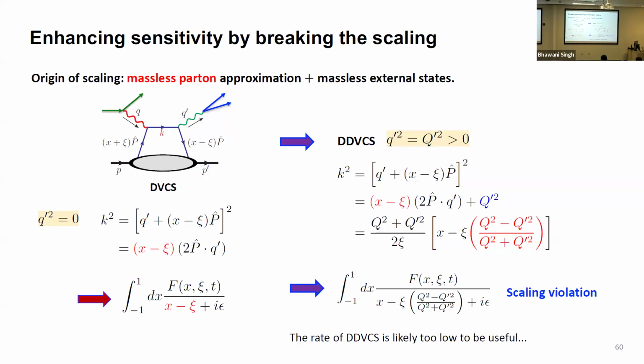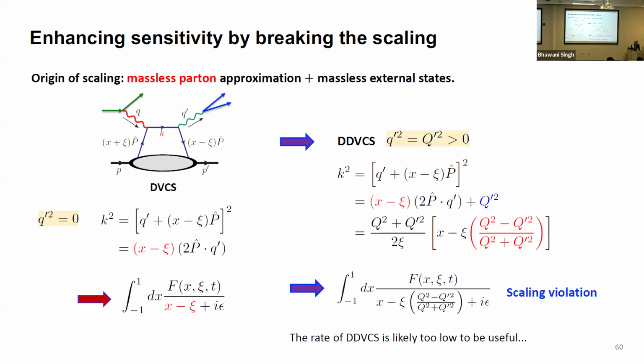And here we have an extra scale given by the square of Q prime, which is Q prime square. By taking the square of this same momentum, we get an extra term, Q prime here. That breaks the scaling, and gives us the extra Q prime dependence in the denominator. So that's how we can gain extra sensitivity to the X dependence, and that requires scaling violation.